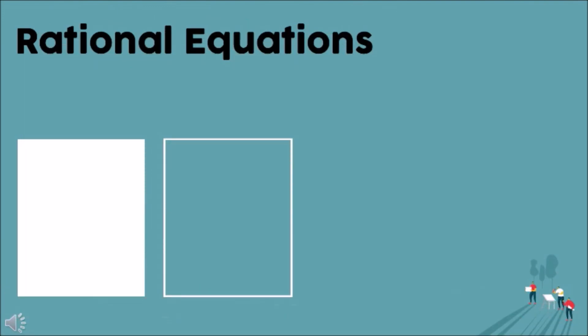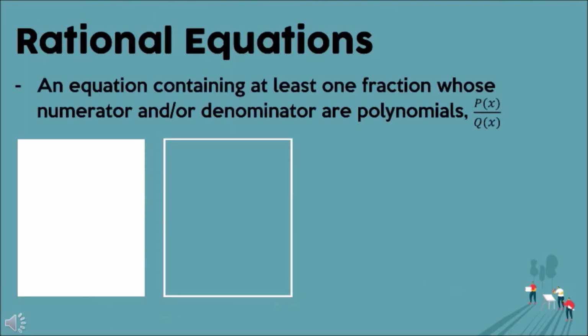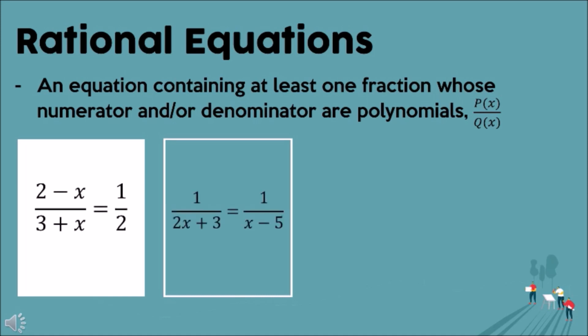Now what are rational equations? These are equations containing at least one fraction whose numerator and/or denominator are polynomials, like p of x over q of x. In simple terms, a rational equation is an equation that has one or more rational expressions. So these are examples of rational equations because they contain at least one polynomial.